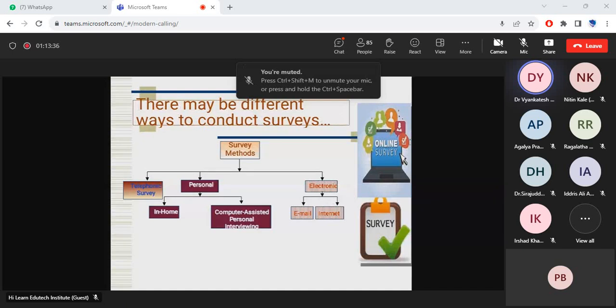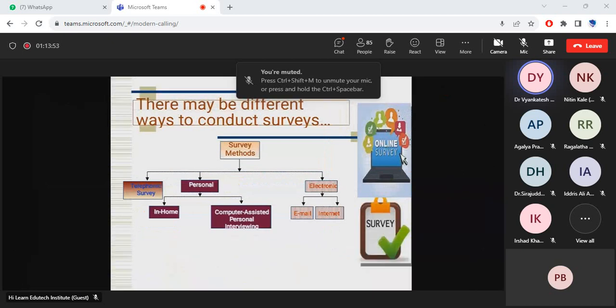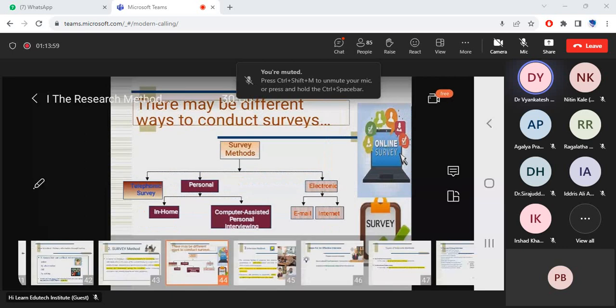And personal surveys, in home, you can do computer based personal interviewing, which we are going to be dealing with here. So in short, personal in-home and computer assisted personal interviewing in a short period of time. So these are some methods of surveys we are going to be dealing with. So the interview methods. Apart from these, there are three different methods we are going to need.